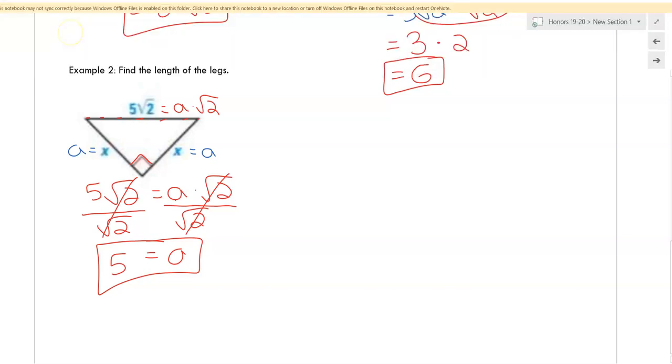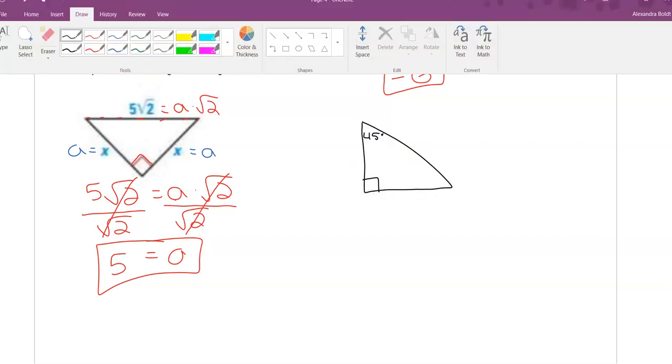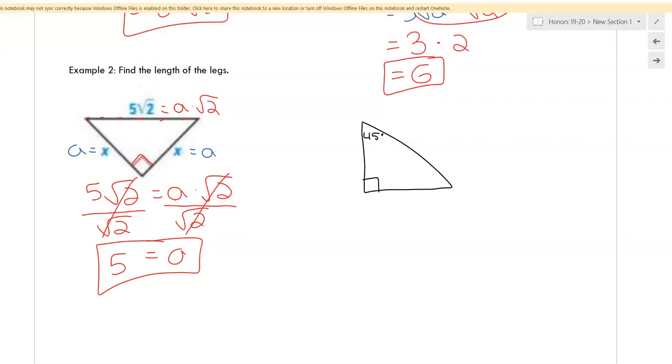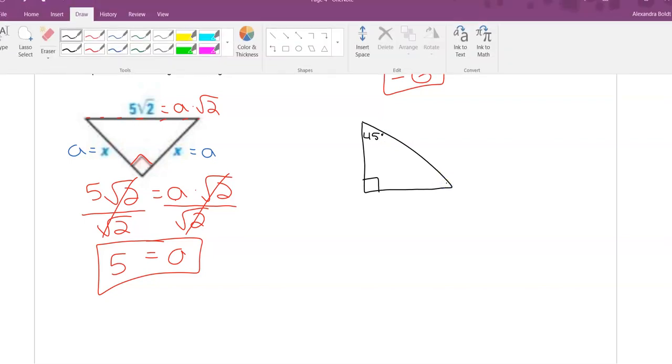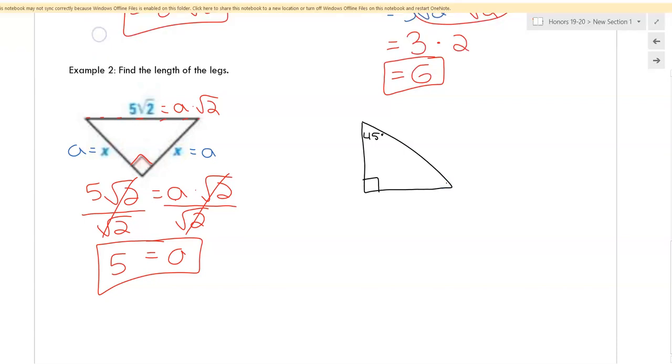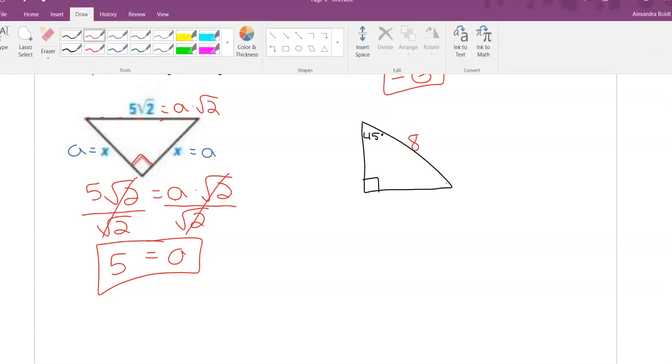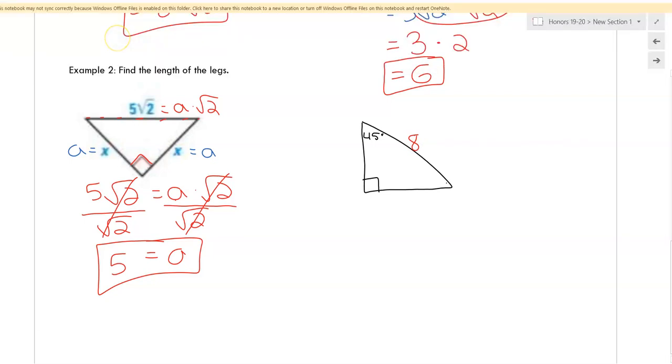If I do another example, 45-degree angle. As long as it says one 45-degree angle, because of the triangle angle sum theorem, we know the other one. So be careful with that. Let's say this is 8, and then we're solving for the leg. Right? So this side's A, and since 8 is our hypotenuse, that equals A root 2.